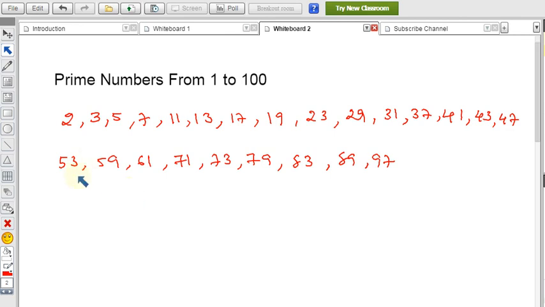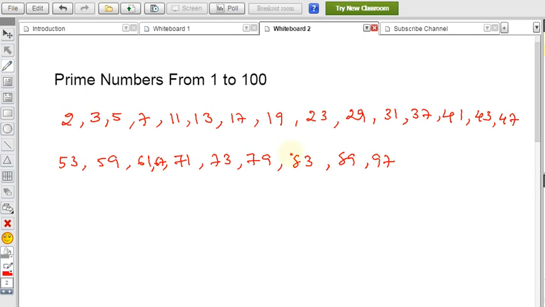So this is 53, 59, 61. 62 and 63 are all not primes. 71, 67. We can take 67 also, right? Yeah. 67. So these are the prime numbers.